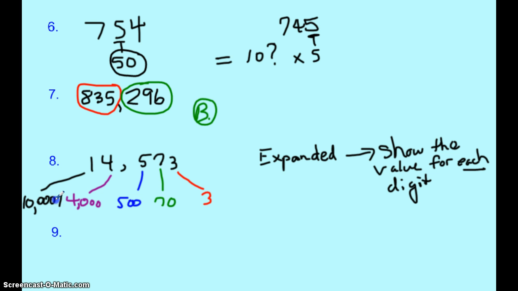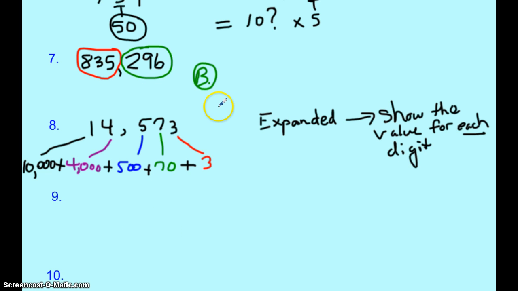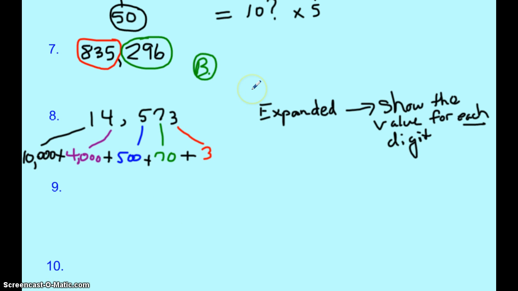Okay, and we don't want to forget that we are joining these all together, which would equal this amount. So the correct answer, the expanded form for 14,573 is 10,000 plus 4,000 plus 500 plus 70 plus 3, which is answer choice B.